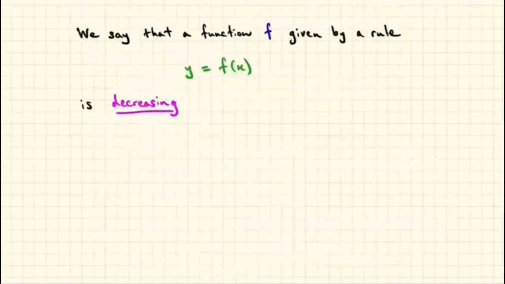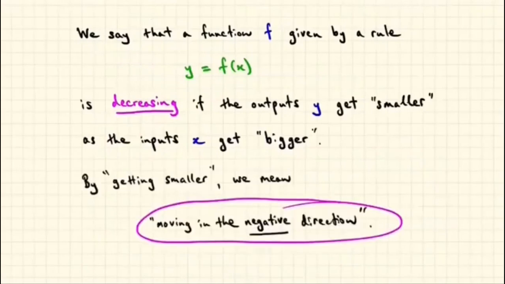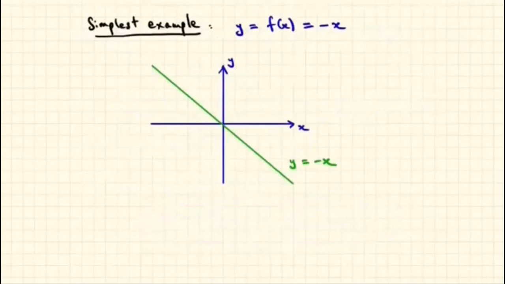We say that a function f given by the rule y equals f of x is decreasing if the outputs y get smaller as input x gets bigger. A simple example would be the function y equals minus x, whose curve is a straight line sloping downward. As x gets bigger in the sense of moving in the positive direction, y equal to minus x gets smaller in the sense of moving in the negative direction.